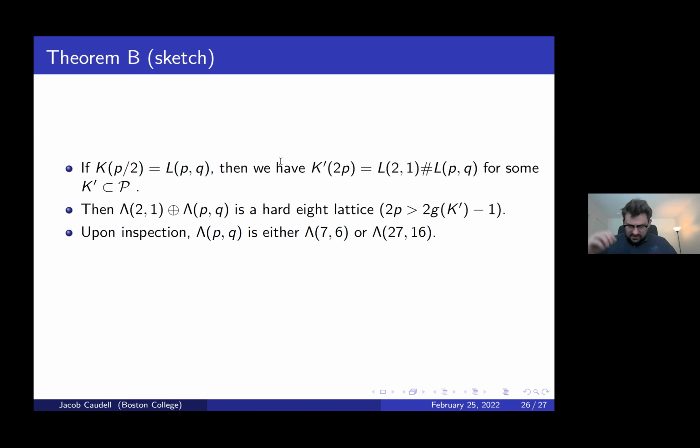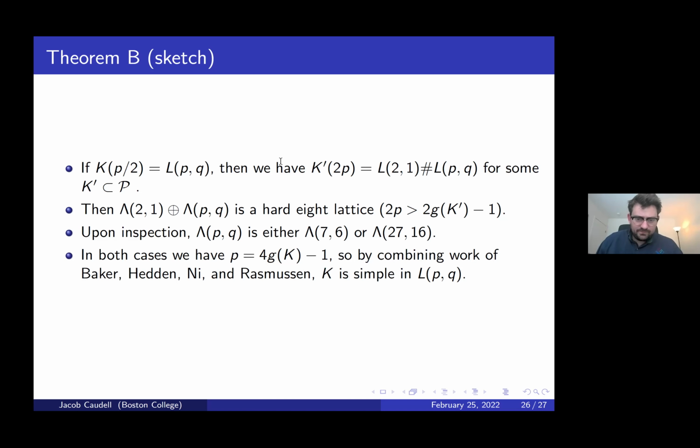You partially brute force this. Maybe there's a more elegant way, but I'm not so elegant. I just kind of brute force this. And moreover, in both cases, these lattice embeddings also compute the knot Floer homology, or the Alexander polynomial of these knots. And in both cases, this surgery slope P is equal to 4 times the genus of the knot minus 1.